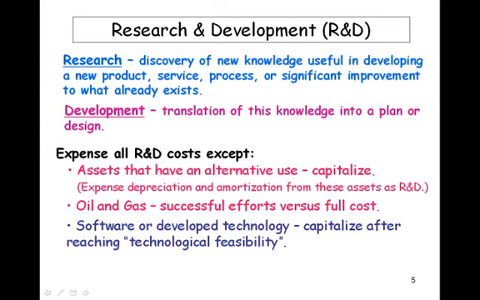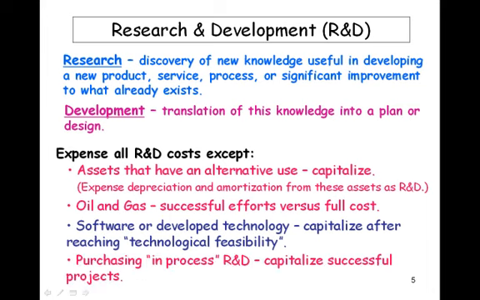For software R&D or developed technology, all costs are expensed until reaching technological feasibility, after which time all costs are capitalized and amortized. Technological feasibility means the software has reached the development stage in which a working model or program design of the software has been created.